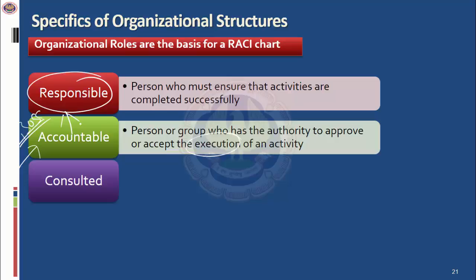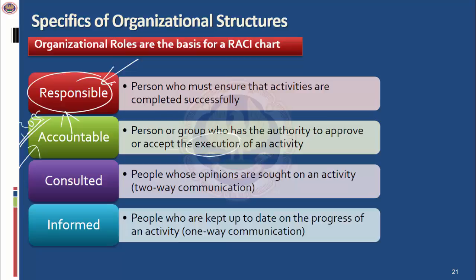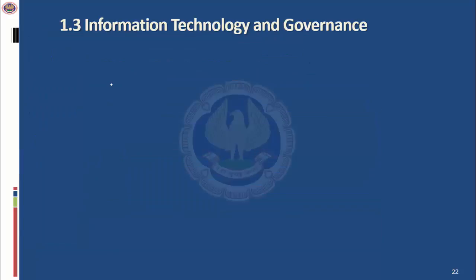But when you're implementing organization structure, it's also important there is clarity on who is responsible for what. Only then you can establish accountability. There are also people who should be consulted, whose opinion should be sought, and this should be two-way communication. And there are also people who should be kept informed of various decisions which are taken. So there is also training which has to be done. So this is broadly an organizational structure mechanism, which is one of the primary requirements when you want to implement corporate governance. Now let's look at the next term, which is information technology and governance.